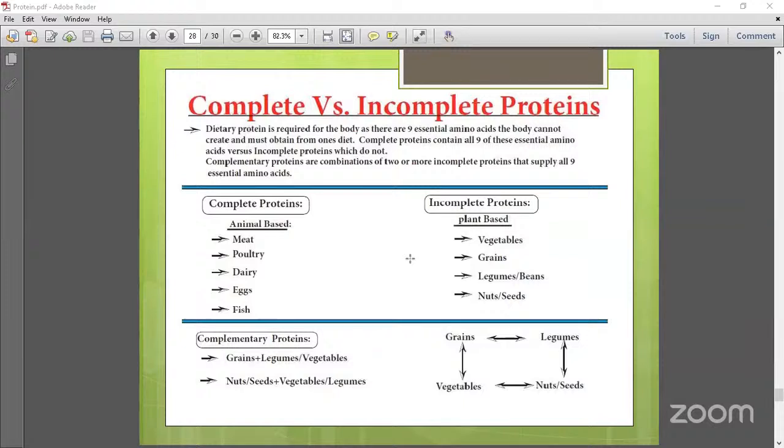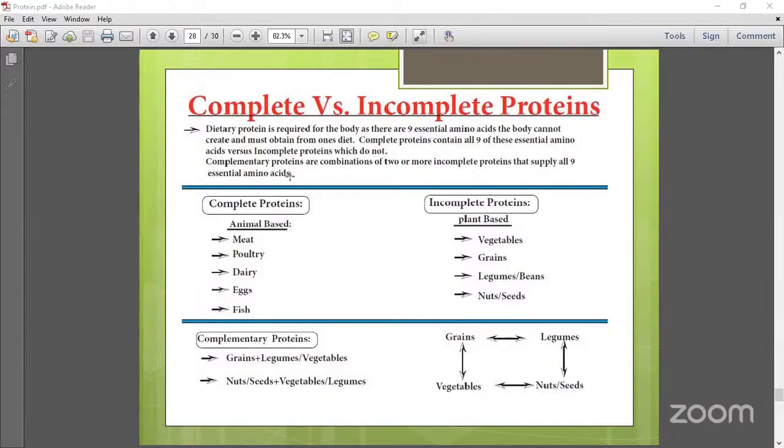So here the other topic is complete versus incomplete proteins. Complete proteins are dietary proteins required for the body, as there are 9 essential amino acids that the body cannot create and must obtain from one's diet. A complete protein contains all 9 of these essential amino acids, versus incomplete proteins, which do not. Complementary proteins are a combination of 2 or more incomplete proteins that supply the 9 essential amino acids.